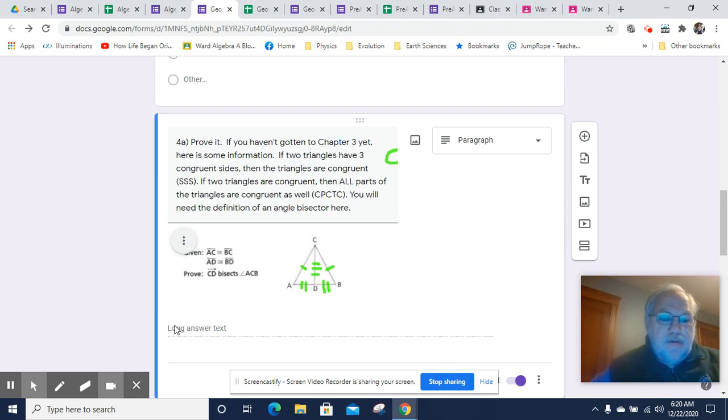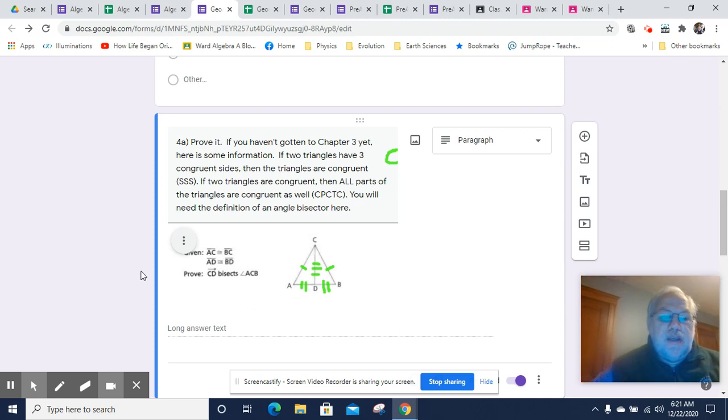It's not letting me type. Oh, I know why it's not letting me type. I'm not in the actual do now version, I'm in the edit version, but that's okay.